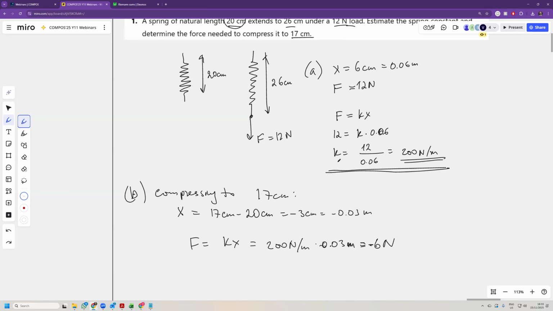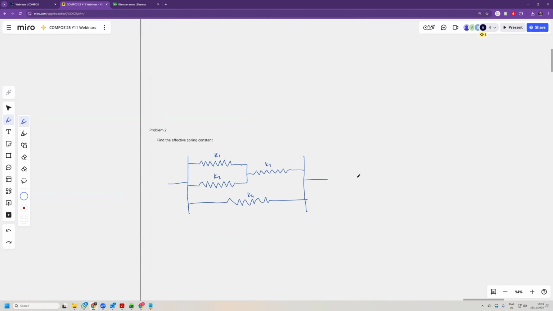People say G is minus 9.8. Well, yes, if you assume that up is positive, but if you assume down is positive, then G is plus 9.8. So hopefully that makes sense in some sort.